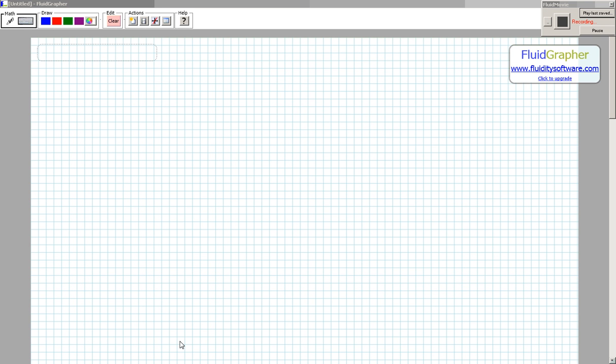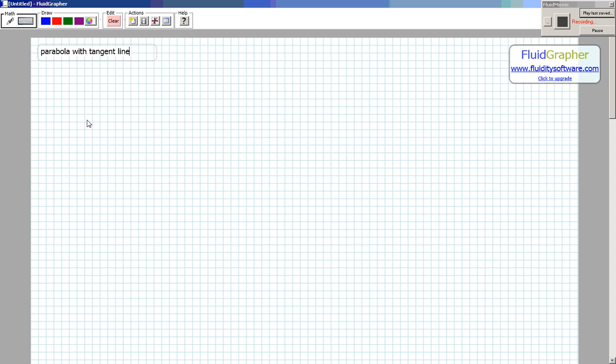A quick Fluid Grapher software demo. Fluid Grapher is from fluiditysoftware.com. Your workspace looks kind of like some graph paper. We're going to do a parabola with a tangent line.